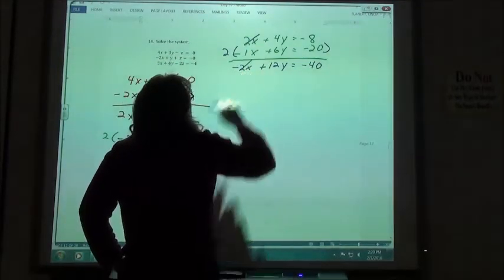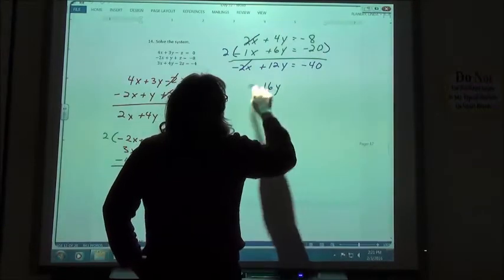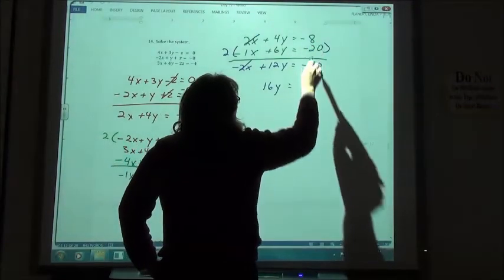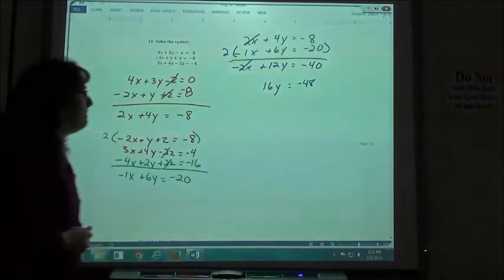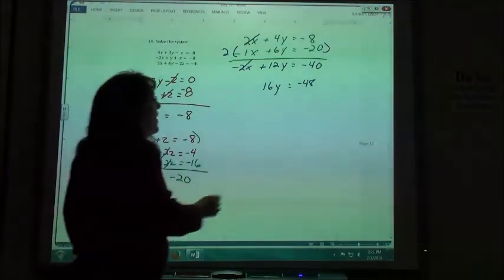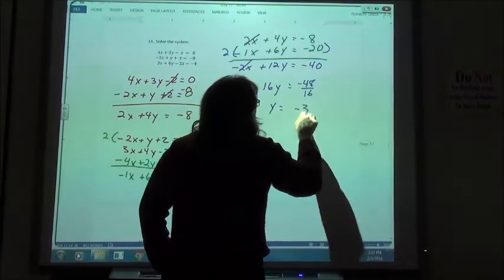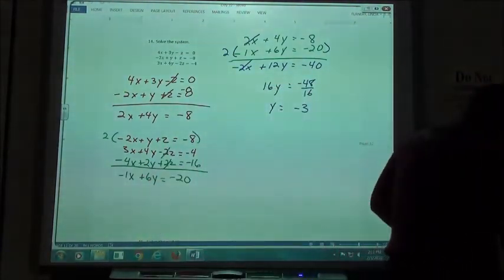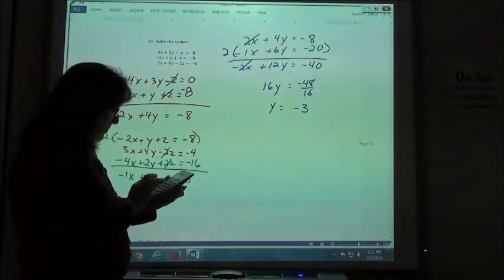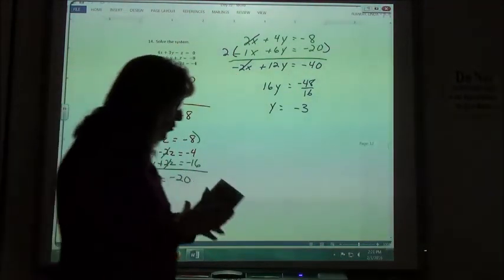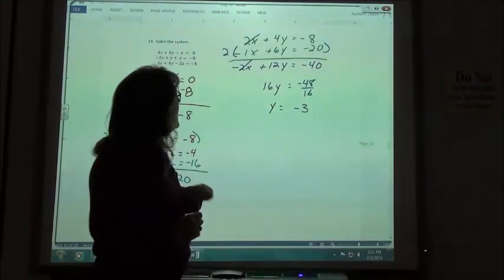2 minus 2 is 0. 4 plus 12 would give me 16y. Negative 8 minus 40 would be negative 48. And again, to solve that, I just need to divide by 16. I believe that's negative 3, but let me just double check here. 48 divided by 16 is 3. So yes, negative 3. I found my y value is negative 3.